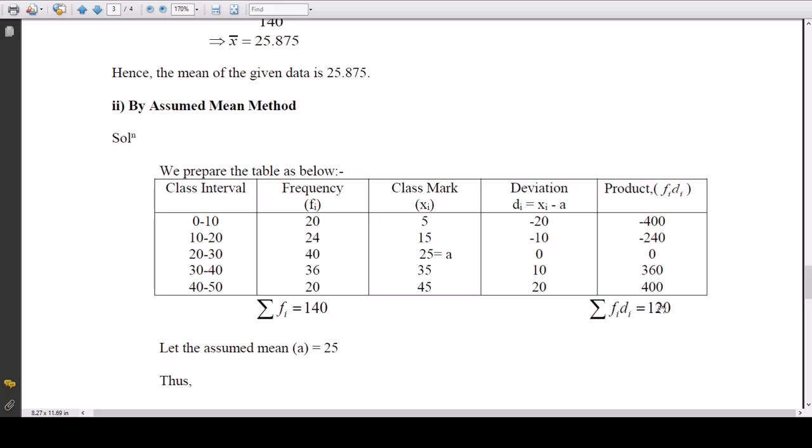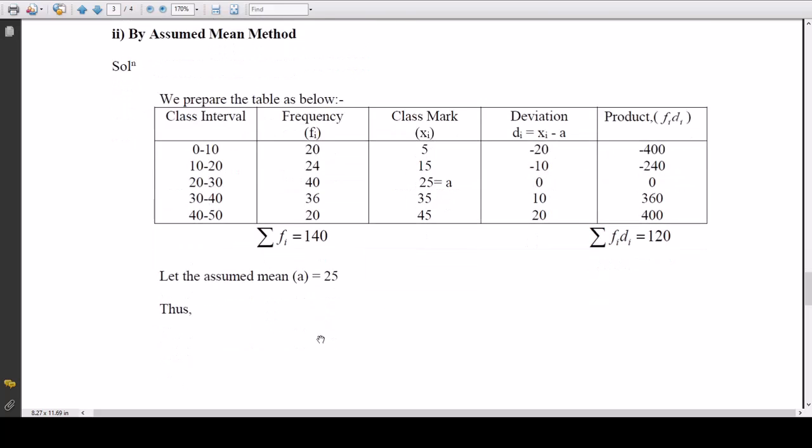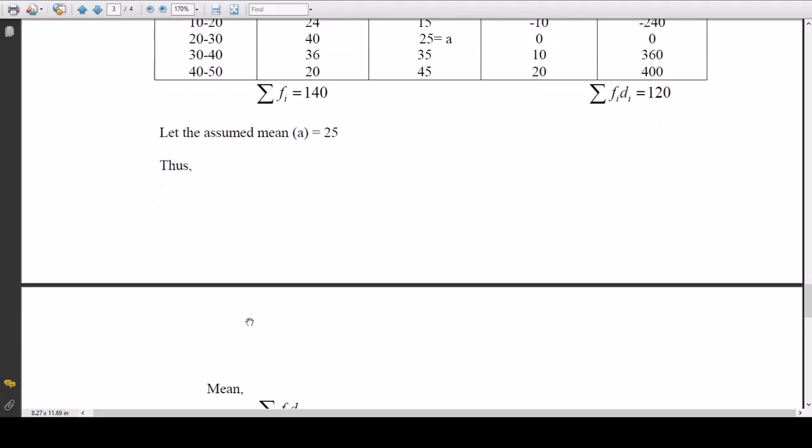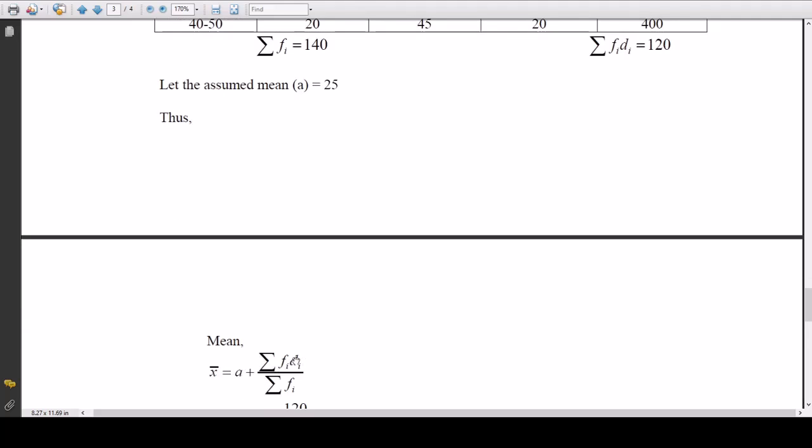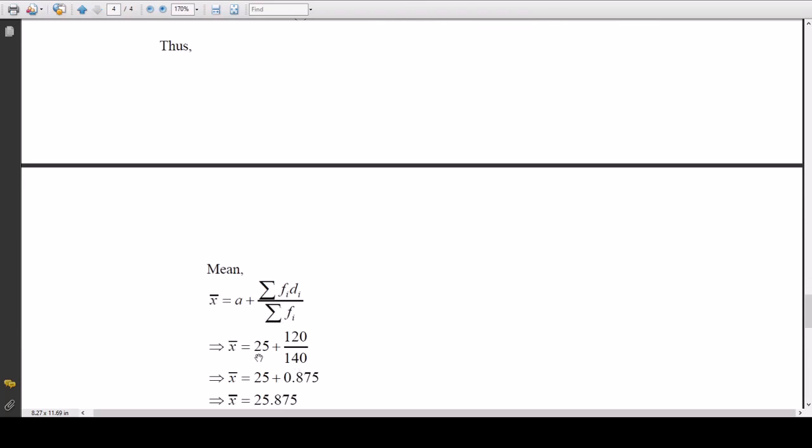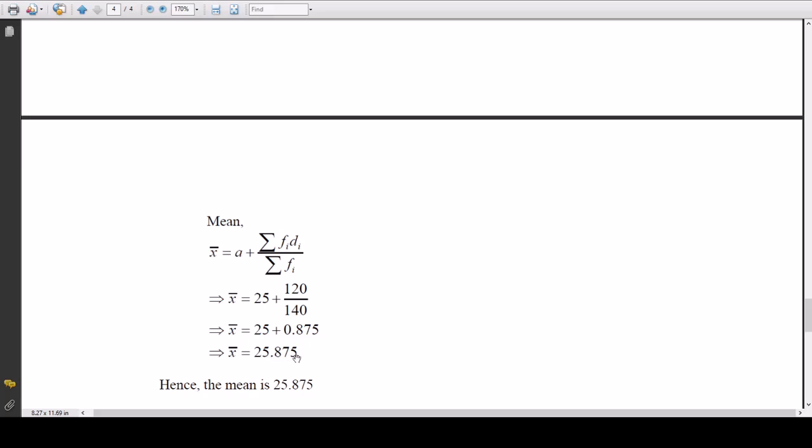120. Okay, now since the assumed mean we have taken to be 25, the mean will be A plus summation fidi by summation fi, that is 25, fidi is 120 and fi is 140. Cancelling 0, 0 from here, you will get 12 divided by 14, you will get 0.875. Adding with 25, you are getting 25.875.